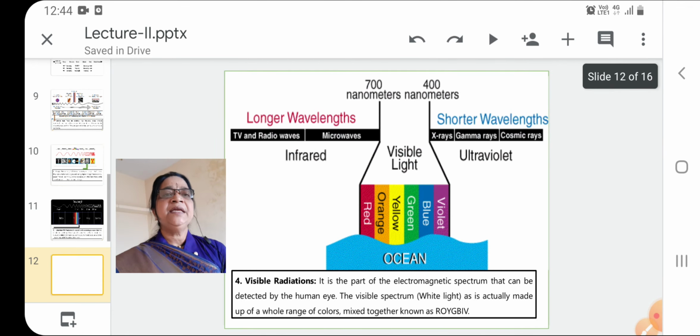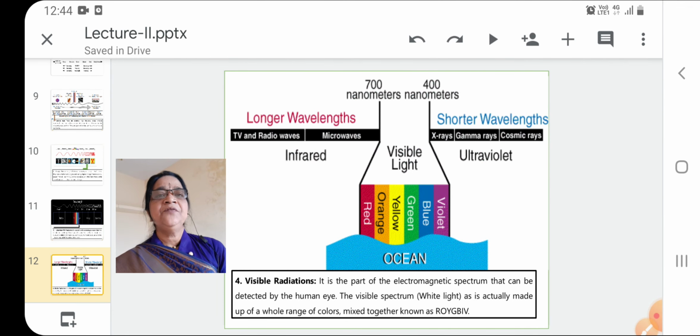Now the next radiation, the visible radiation, with which we can see all things. It is the part of the electromagnetic spectrum that can be detected by the human eye. The visible spectrum is actually made up of the whole range of colors mixed together, known as ROYGBV, that is, red to violet colors.